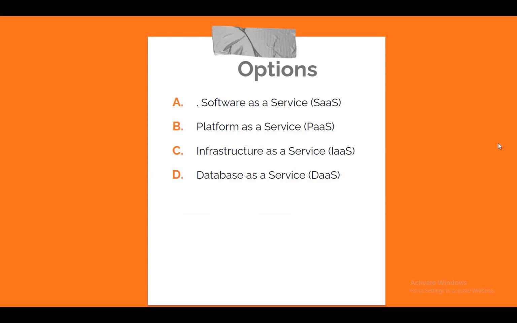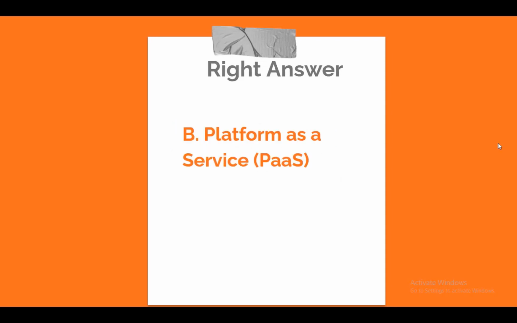Option A, software as a service. Option B, platform as a service. Option C, infrastructure as a service. Option D, database as a service. And the correct answer is option B, platform as a service.